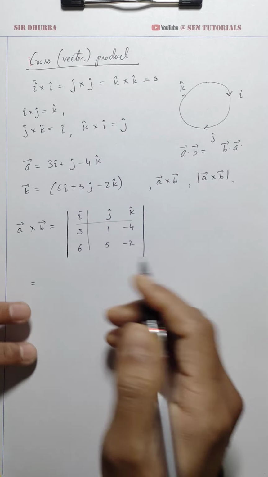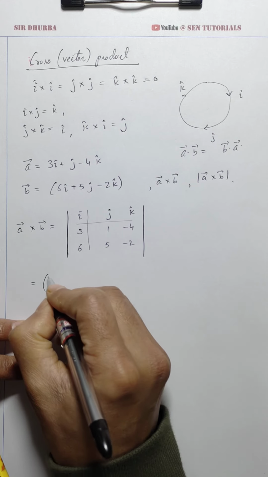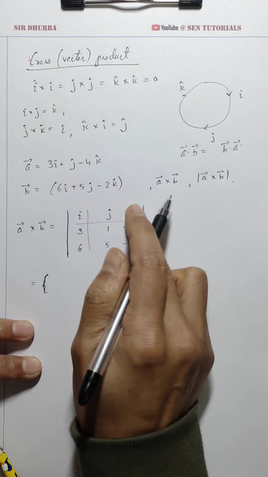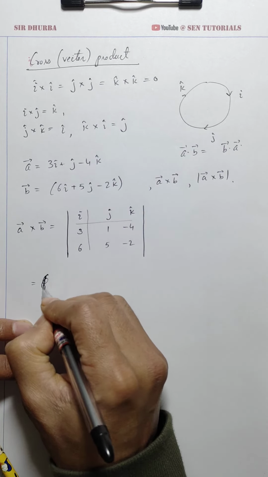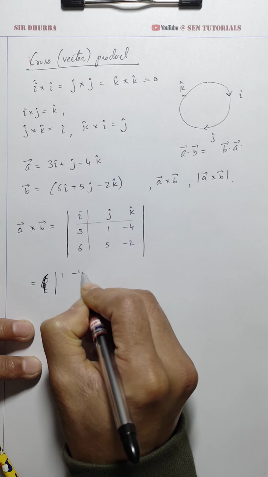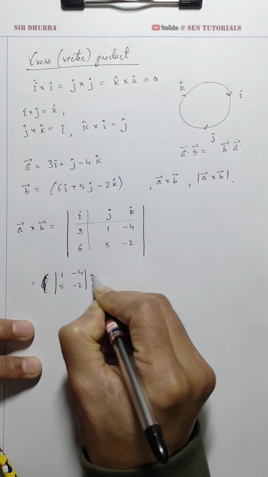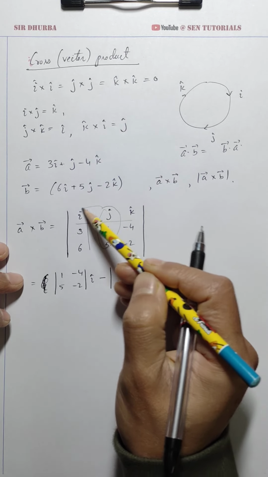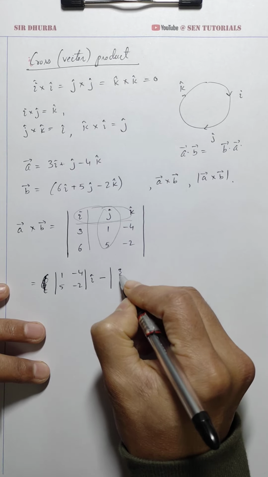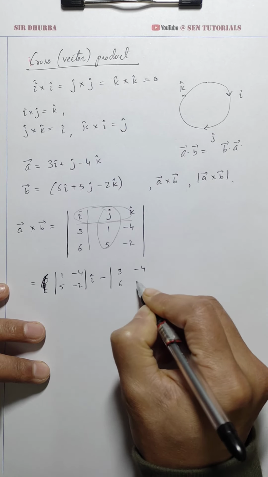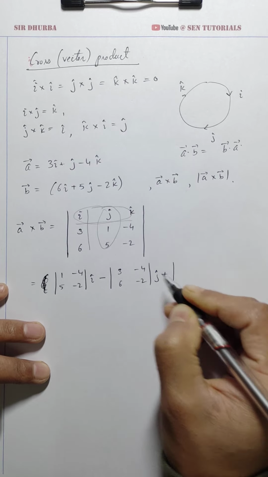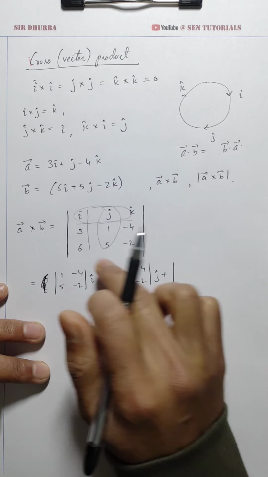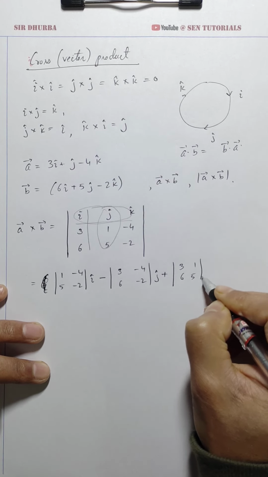So what you will do now is, just like we have done in determinants, first row, first column. Let me write in detail since it's a revision. Ignore the first row and the first column, then cross multiply. So the determinant of 1, minus 4, 5, minus 2 times i, minus, for j now, ignore this row and this column, so it will be the determinant of 3, minus 4, 6, minus 2 times j cap, plus, now this time ignore the k row and this column, the determinant of 3, 1, 6, 5 times k cap.